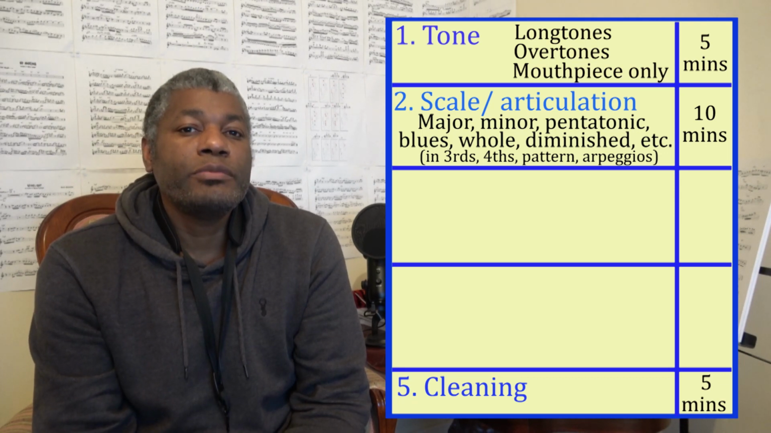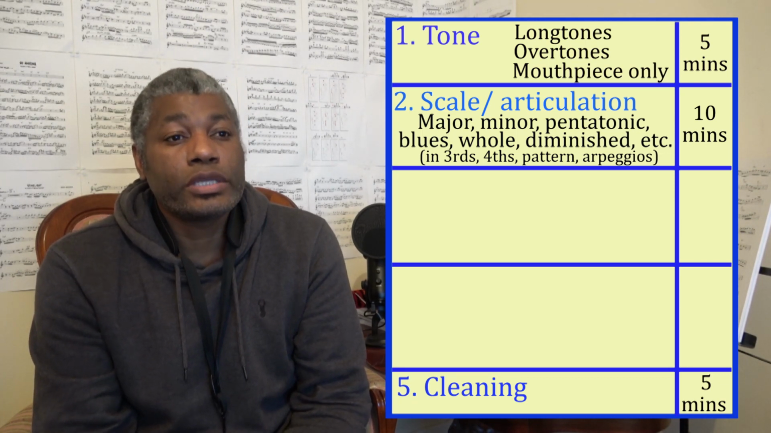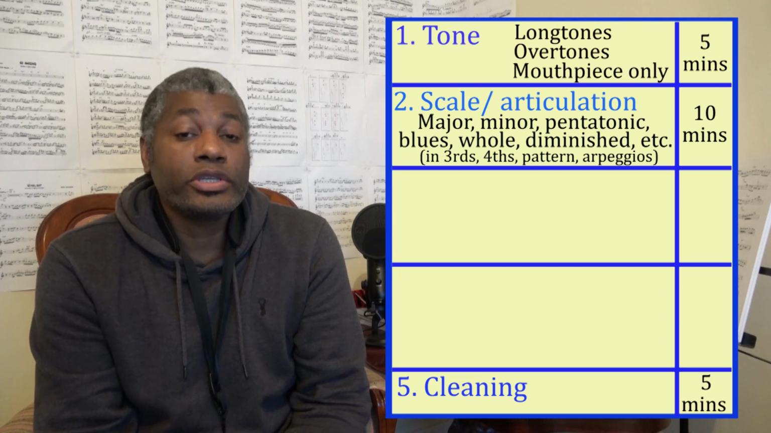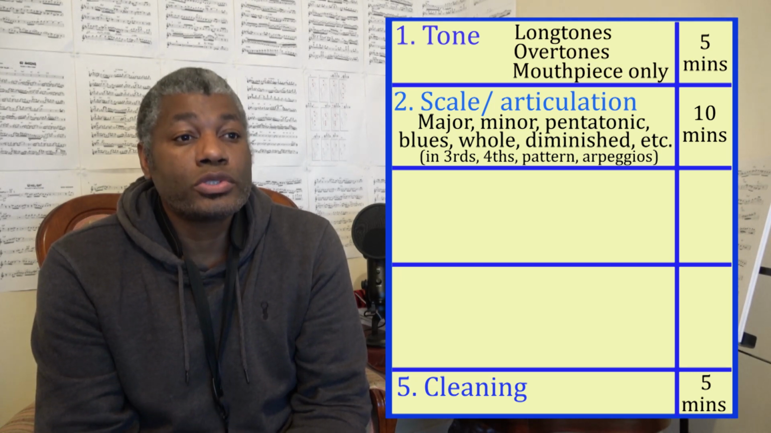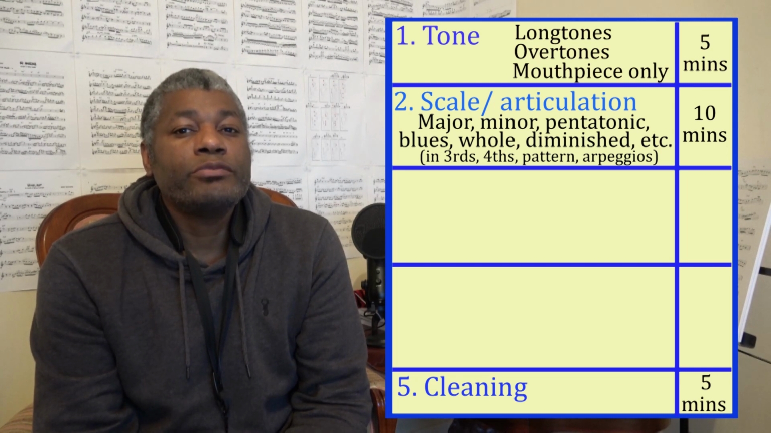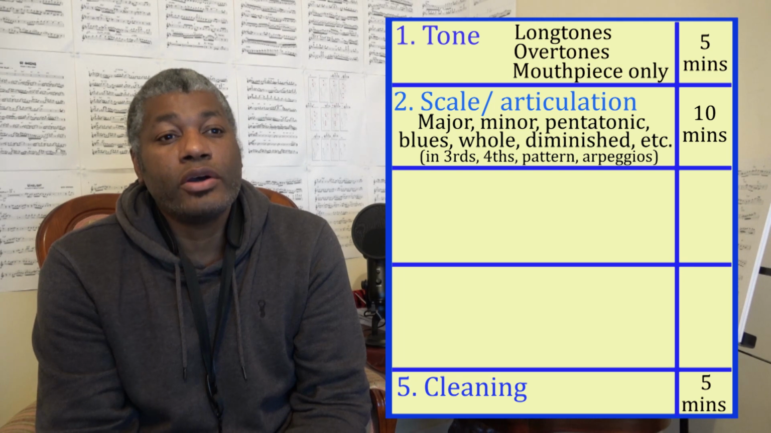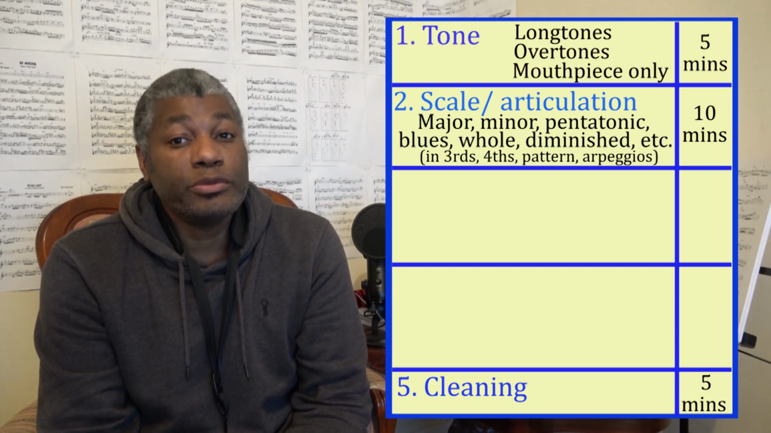You could vary the rhythm and play them in triplets or in swing time. You could tongue them on the on-beat or off-beat. You could tongue them for every 4 notes. And once you've done that, then you possibly move on to other scales such as the pentatonic, the blues scale, the whole tone scale, diminished, etc.